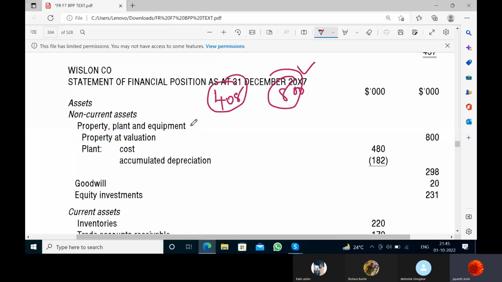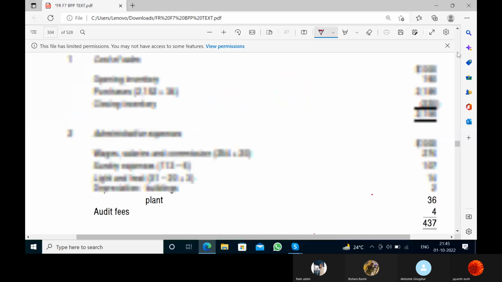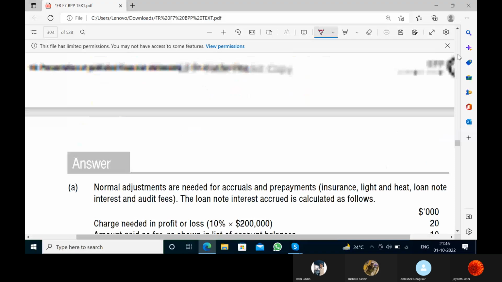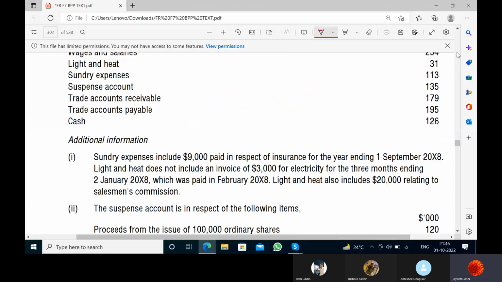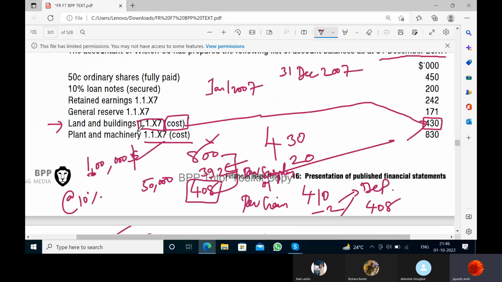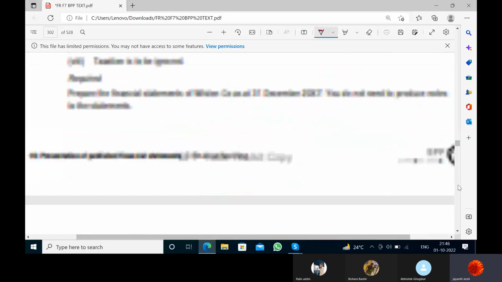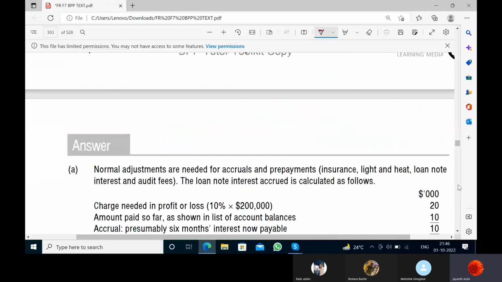Now they have given one more thing, plant. Let us see what that is. The plant is also a fixed asset. So now they have plant and machinery at cost 830. Okay, we will take this. And also the plant and machinery has 222 as the depreciation they are showing. Now I will tell you, for this plant and machinery there is some adjustment. Okay, please read this.